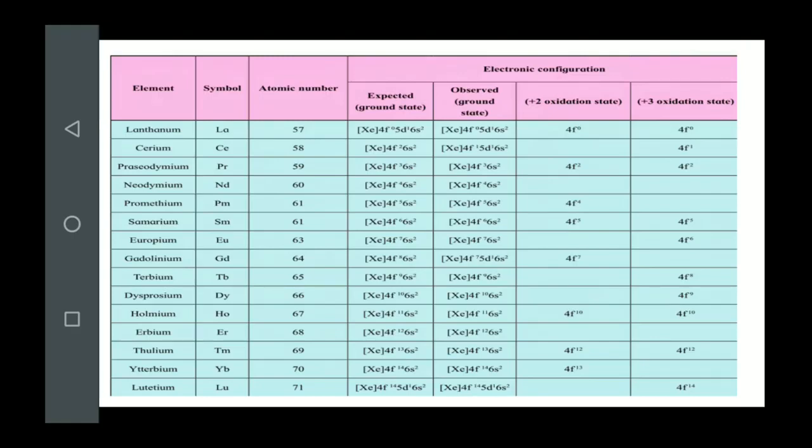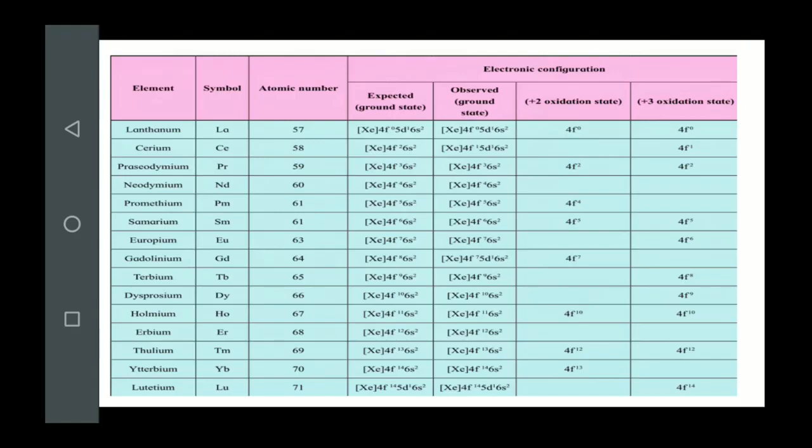In the same way for neodymium and promethium, as well as for samarium and europium, the expected and the observed electronic configurations are the same. So only cerium does not show what? The expected electronic configuration. But from praseodymium to europium, we observe that the expected and observed ground state electronic configurations are the same.